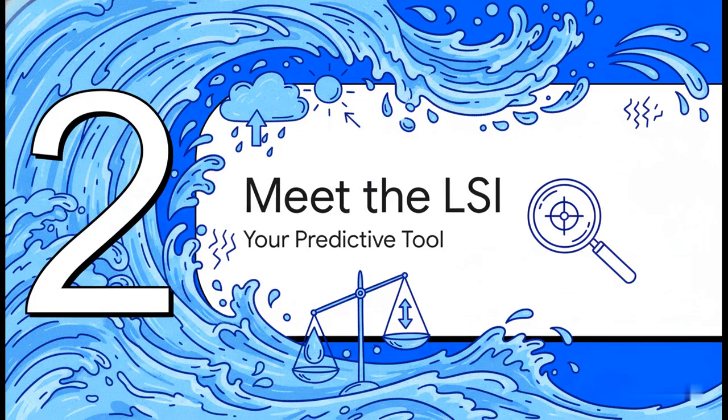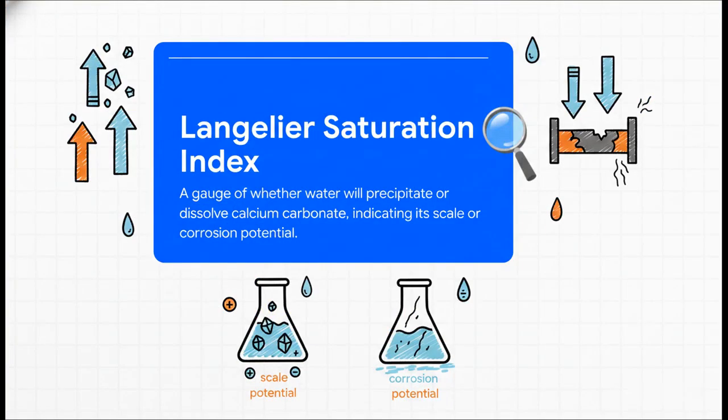So how in the world can you tell which way your water is leaning before all that damage is done? Well, that's exactly where our key predictive tool comes in, the Langelier Saturation Index. Put simply, the LSI is basically a gauge. It's a number we calculate that predicts whether your water is more likely to create scale by precipitating calcium carbonate or cause corrosion by dissolving it. It's like a snapshot that tells you what your water wants to do next.